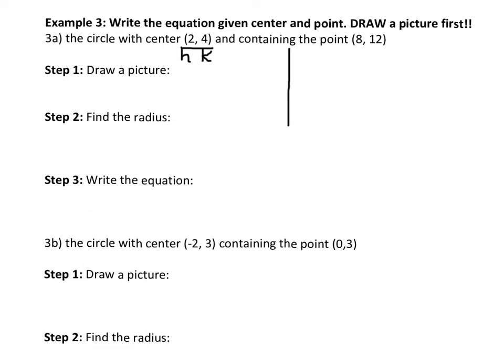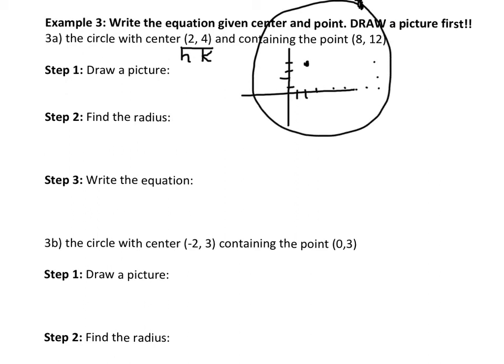So let's make a quick sketch of what this circle would look like. The center is 2 over 4 up. So it's about right there. And then 8 over 12 up is on the circle. 1, 2, 3, 4, 5, 6, 7, 8. And then 12 is going to be way up there. It might even be off the paper. So the circle goes around that center. I know that's not perfect, but this is our center, 2, 4. And we have that point up there, 8, 12.